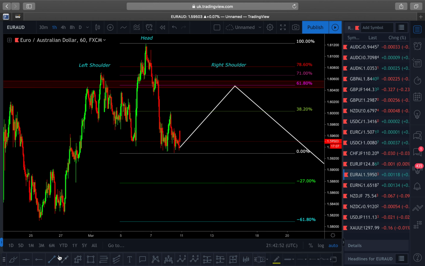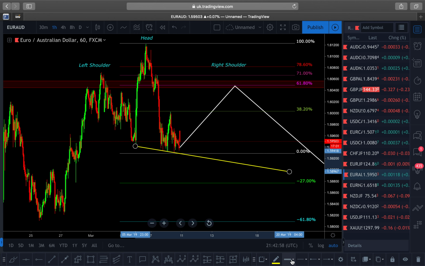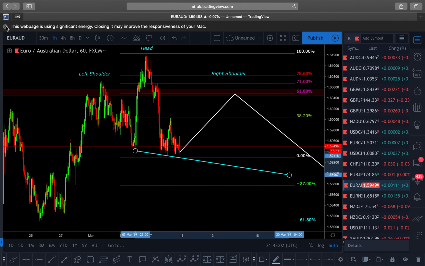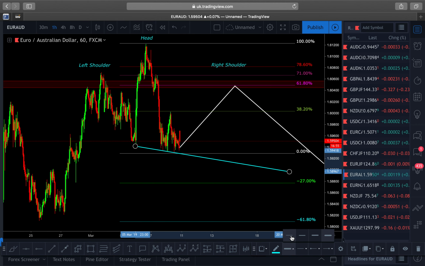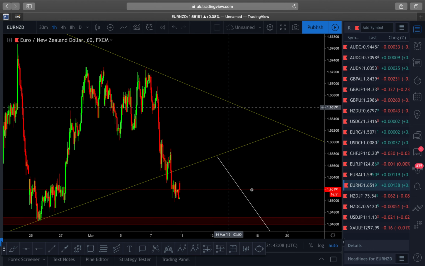Another potential entry, if the market doesn't do that, is simply we go ahead and put our neckline in place. That's not going to be the best of necklines right now, because the right shoulder is not very defined, but we can take potential sells at the break and retest of that line as well.